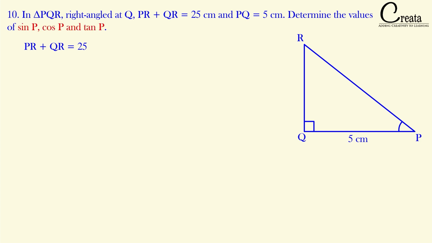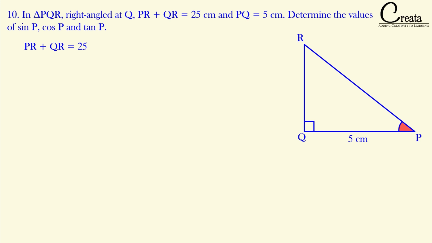Further, we have to find sin P, cos P and tan P. Here the trigonometric angle given is angle P. Basically, the question is asking us to find the trigonometric sides. Once we find the trigonometric sides, we can easily find the trigonometric ratio. Note that here the trigonometric angle is angle P. That is important. So let's approach this question.